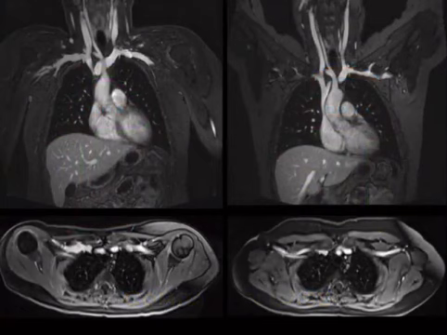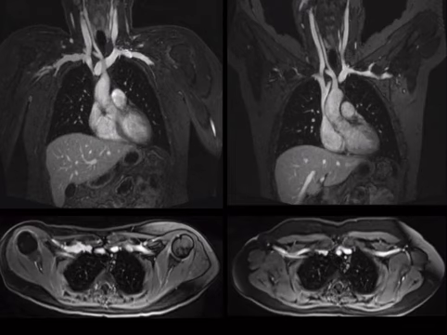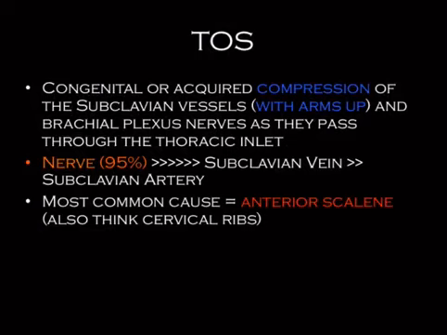Here's a companion case. Dynamic, up and down, and with the arms up, you're seeing occlusion of the vasculature here. So this is thoracic outlet syndrome. That's how it's always shown. Not necessarily with MR; it can be shown with angiography showing the same thing, arms up, arms down, compression with arms up. There are 3 different types of thoracic outlet: compression of the nerve, the vein, and the artery. Compression of the nerve is by far the most common, but the way it's shown on imaging is either compression of the artery or the vein.